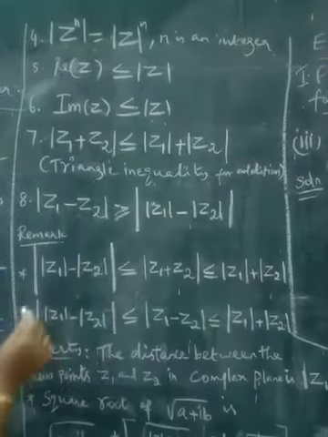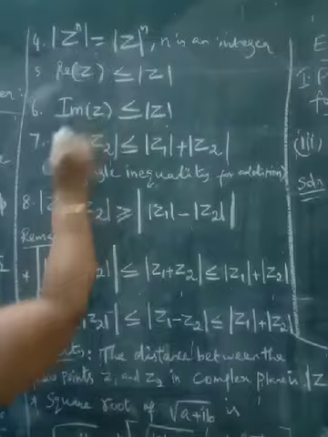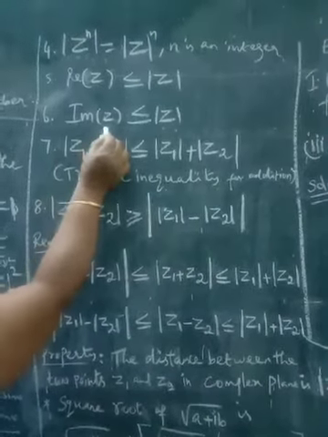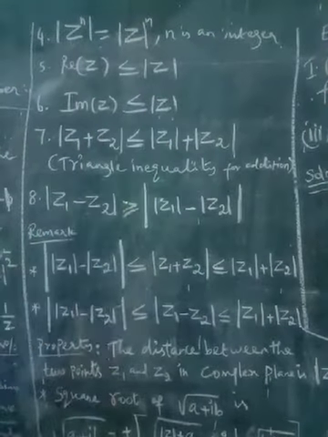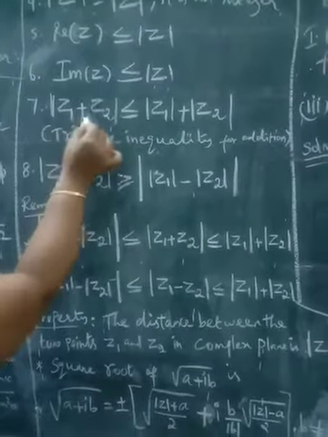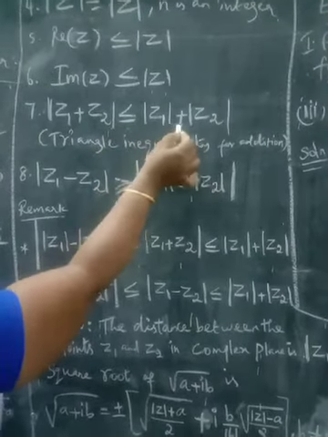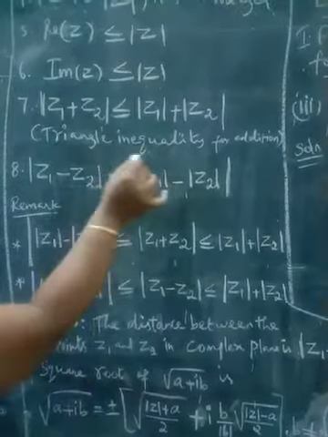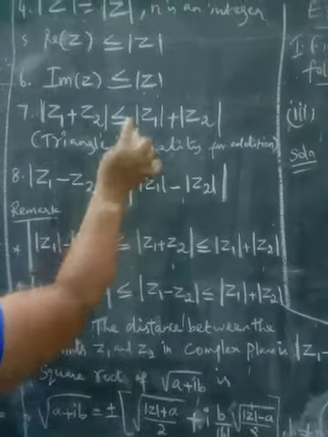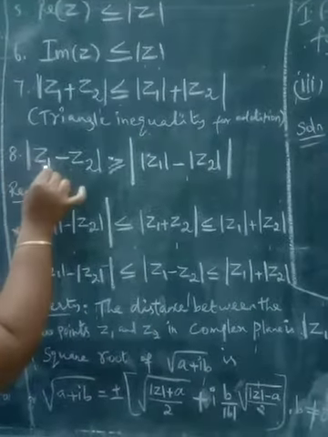Here n is an integer. And next, already you know this, real part of z is always less than or equal to mod z, and imaginary part of z is less than or equal to mod z. Next, the seventh property: modulus of z1 plus z2 is less than or equal to mod z1 plus mod z2. This is known as the triangle inequality for addition. Now the triangle inequality for subtraction: mod z1 minus z2.